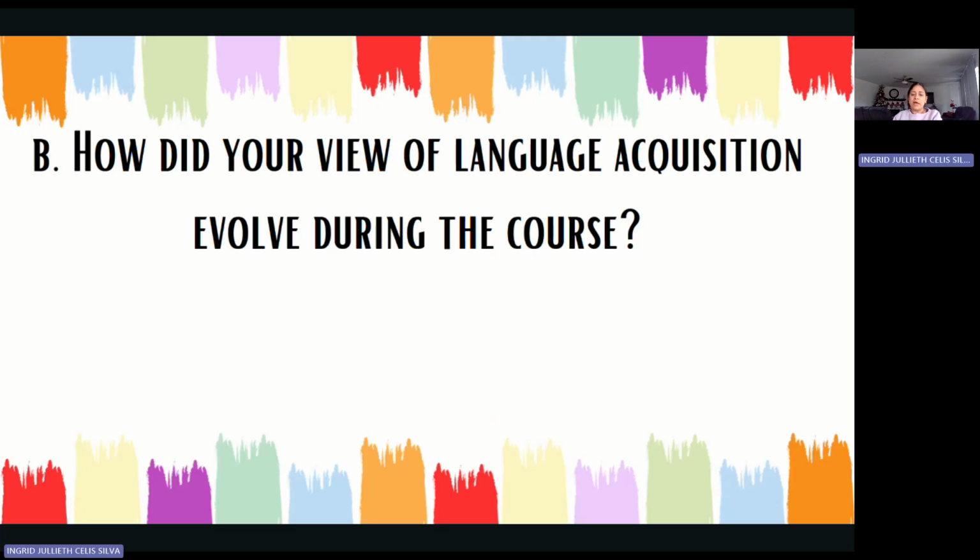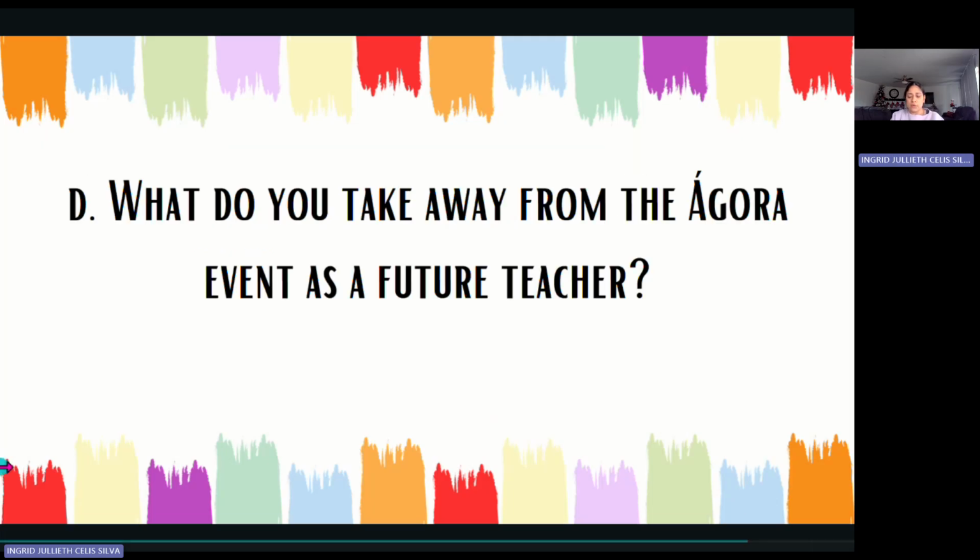At the beginning of the course, I saw language acquisition mainly as the result of exposure, practice, and repetition. However, as I progressed through the readings, discussions, and teaching experience, my understanding became much deeper. I now see language acquisition as a multi-factor process that involves cognitive, social, emotional, and cultural dimensions. A student learns not only through structured practice, but also through interaction, meaningful communication, motivation, and a positive learning environment.